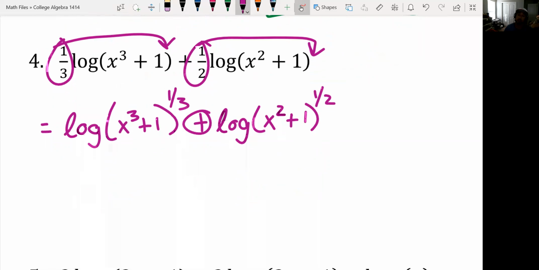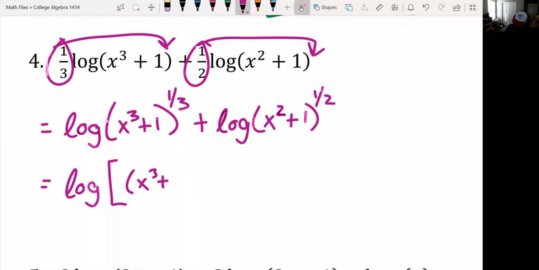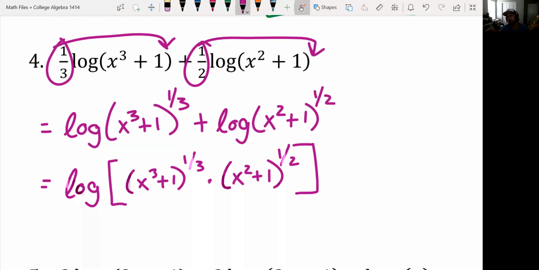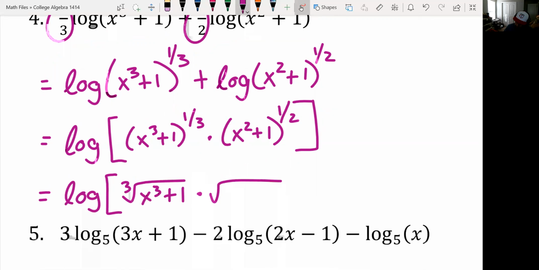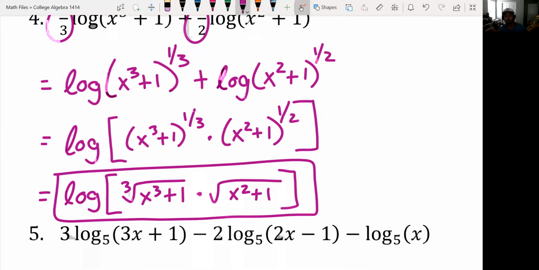And then, once again, we're connected by addition. So we can rewrite this as the sum to product, which means you'll get the log, I'm going to put a bracket here to be neat, of x cubed plus 1 to the 1/3 times x squared plus 1 to the 1/2. And I honestly don't think there's anything else we can do there. We could rewrite it as the log of the cube root of x cubed plus 1 times the square root of x squared plus 1. And that's as much as we can do.